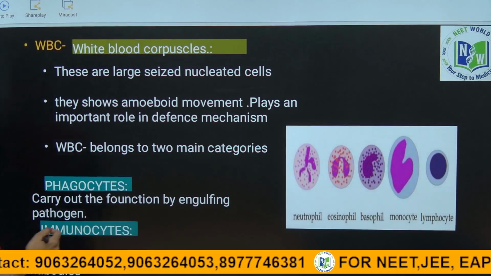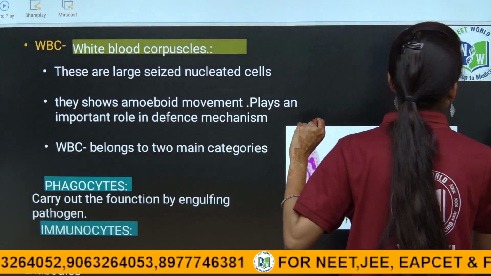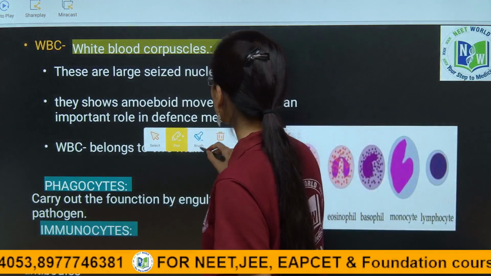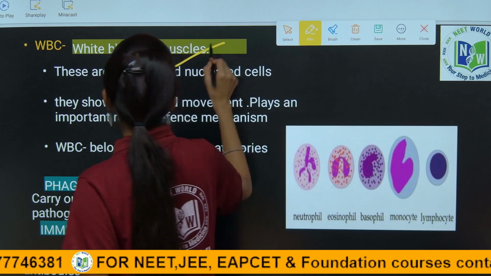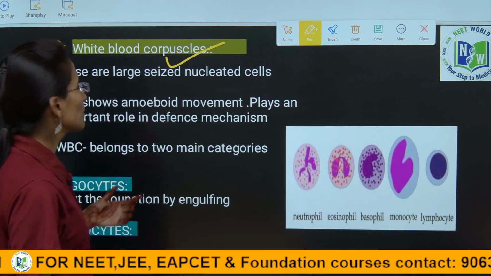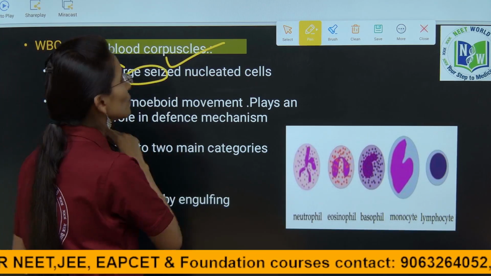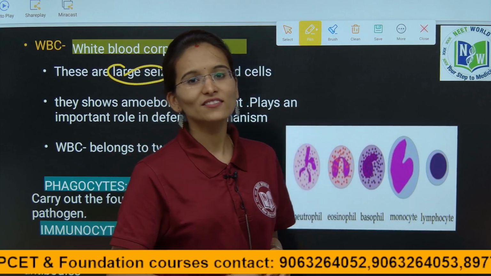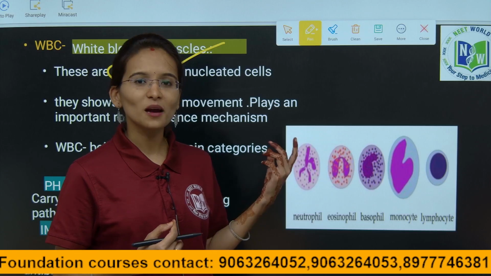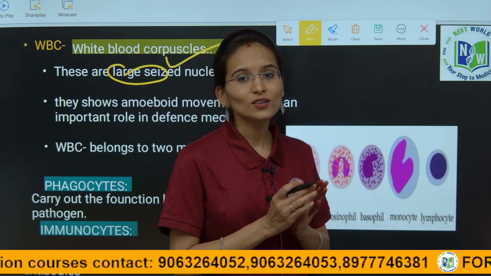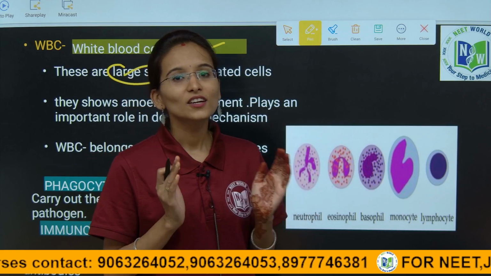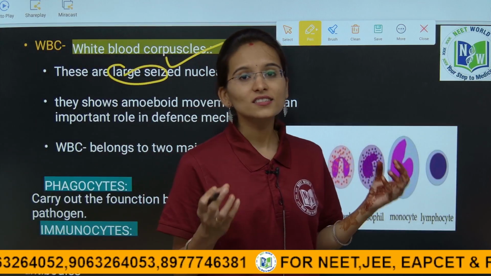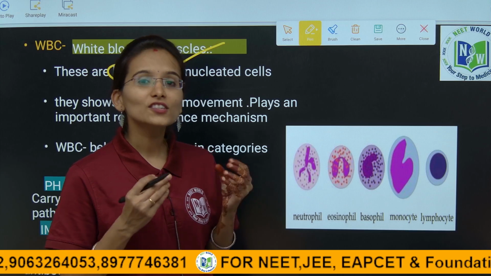Now we are going to discuss the WBCs, white blood corpuscles. Okay, red blood corpuscles, that is nothing but erythrocytes, are completed. Now we are going to study the white blood corpuscles. See, these are large sized nucleated cells. Can you find the nucleus in the RBCs? Just now we have discussed. Can you see the nuclei in the RBCs? No. RBCs always lack nuclei, but WBCs contain large nuclei.